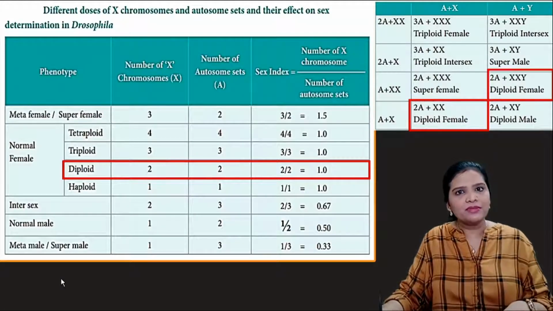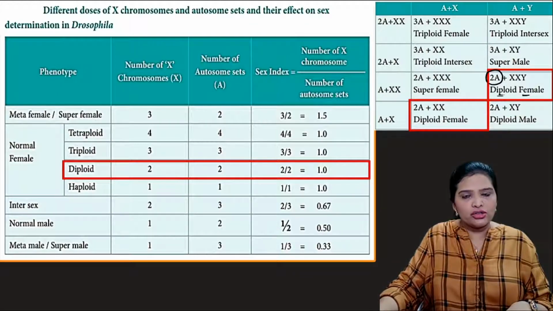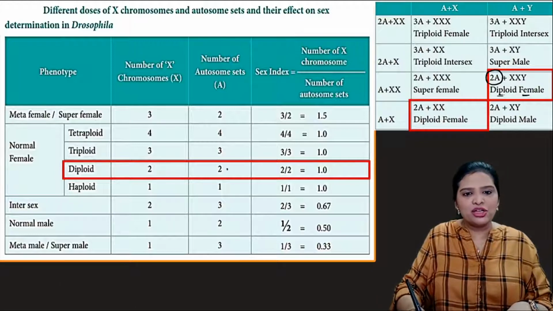Got it? Right. The second offspring. See here. This offspring is a diploid female. Okay, look here. How many autosomes are present here? 2 autosomes. That's why it is written as 2.